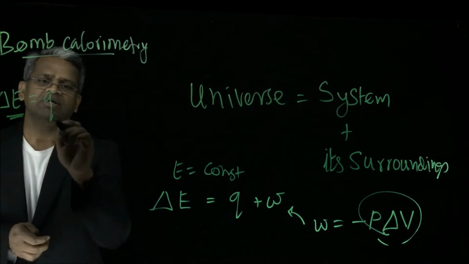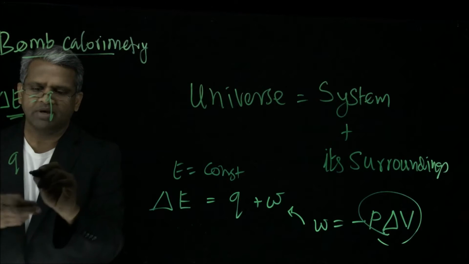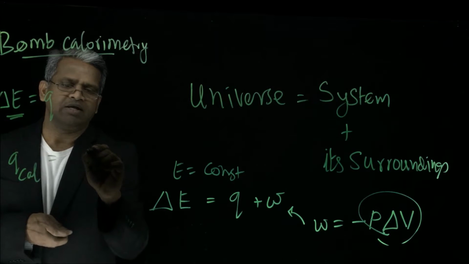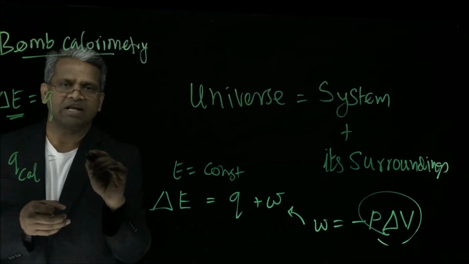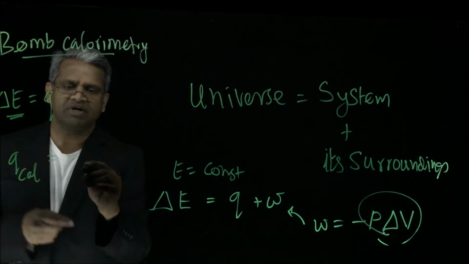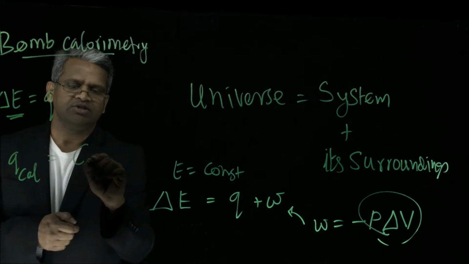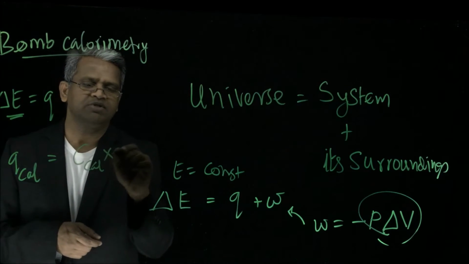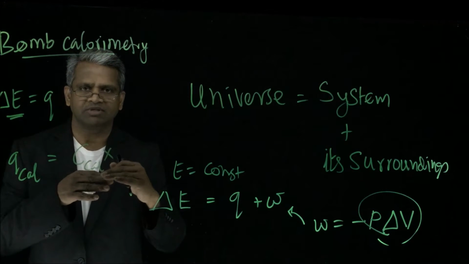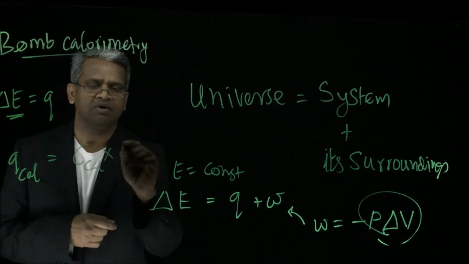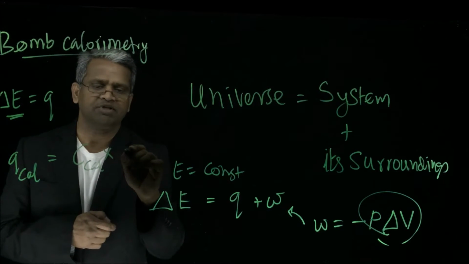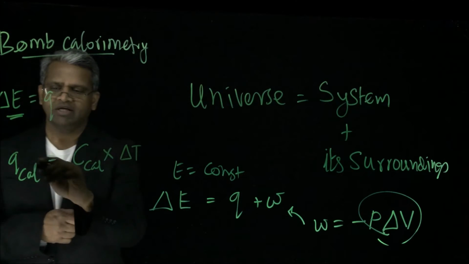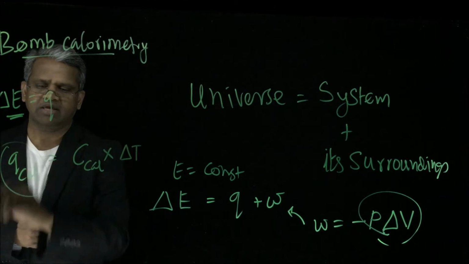And we measure the quantity of heat absorbed by the calorimeter as the amount of energy required to raise the temperature of the calorimeter by 1 degree, which we call C-cal, the calorimetric heat capacity, times how much in terms of degrees centigrade the temperature went up, from initial to final temperature. That's the delta T. So with this, we can calculate the quantity of heat absorbed by the calorimeter.